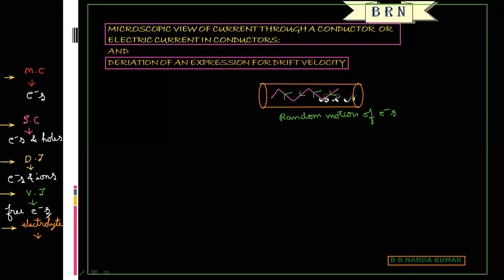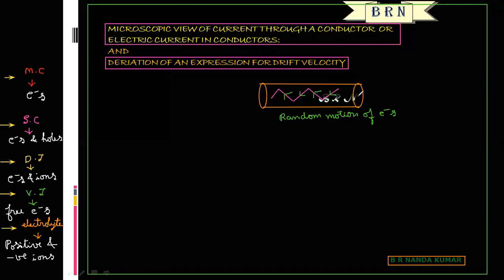What are the current carriers in an electrolyte? The current carriers in an electrolyte are positive and negative ions. That means current in a metallic conductor is constituted by electrons. Current in a semiconductor is constituted by electrons and holes. Current in a discharge tube is constituted by electrons and ions. Current in a vacuum tube is constituted by free electrons. Current in an electrolyte is constituted by positive and negative ions. So these points are very, very important.